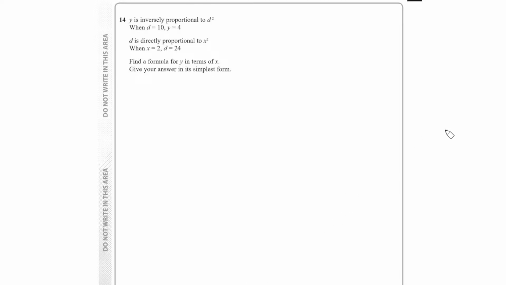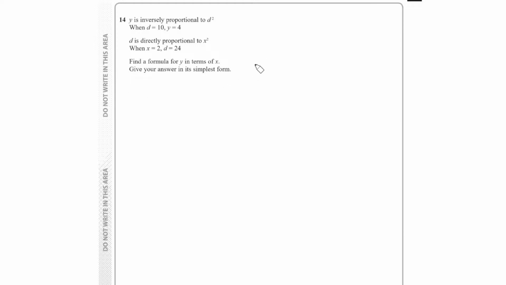Question 14, we've got proportion. I mean, proportion could also come up in any of the papers, but I do seem to see it a lot in paper 1. So we've got here effectively what I'd call double proportion. We've got 2 relationships. So y is inversely proportional to d squared. Obviously you get your matching pair when d is 10, y is 4. And then d is directly proportional to x squared when x is 2, d is 24. Find a formula for y in terms of x.